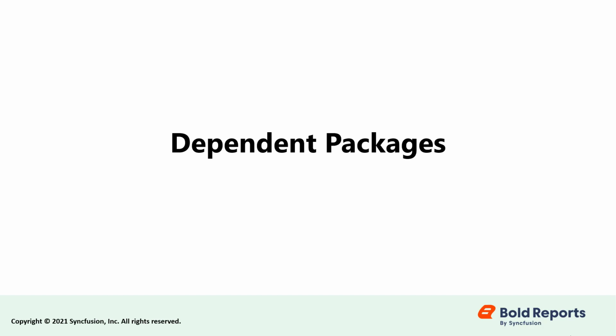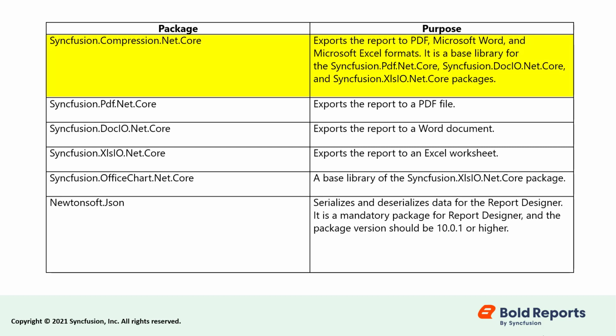The following table provides details about the dependency packages and their uses. The Syncfusion.Compression.NET Core package is a base library for the Syncfusion PDF, DocIO, and XlsIO packages. The Syncfusion.Pdf.NET Core package is used for exporting RDL or RDLC reports in PDF format. The Syncfusion.DocIO.NET Core package is used for exporting RDL or RDLC reports in Word format. The Syncfusion.XlsIO.NET Core package is used for exporting RDL or RDLC reports in Excel format.